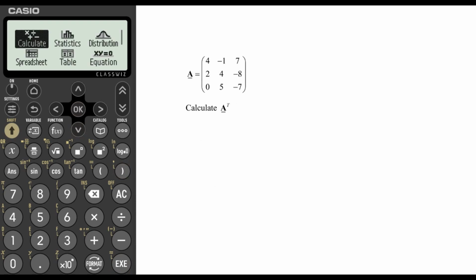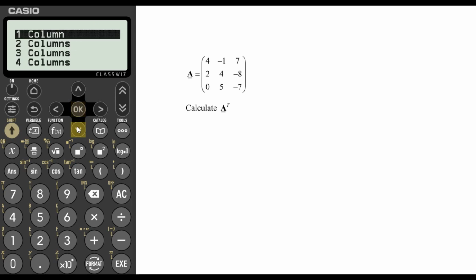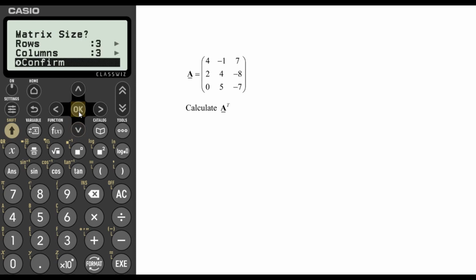We can transpose a matrix using our calculator. Here we have matrix A, 4, minus 1, 7, 2, 4, minus 8, 0, 5, minus 7. We have to calculate the transposition of A. From the main menu, if we go to the matrix sub-menu, we need to define matrix A. So if we define matrix A, the number of rows we have is 3. The number of columns we have is 3.